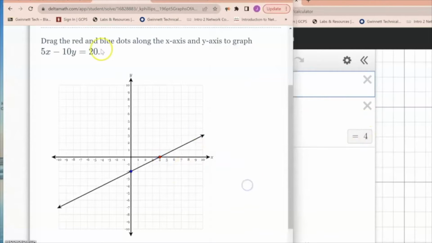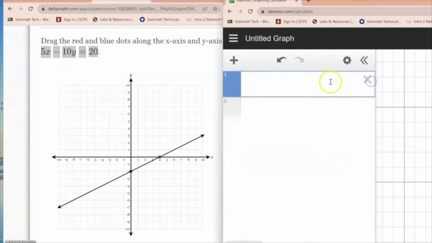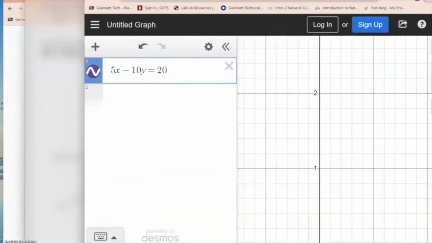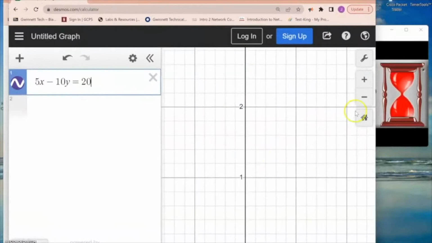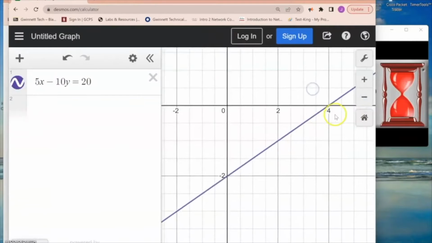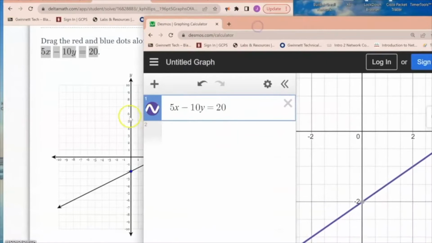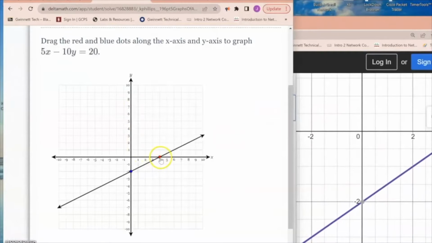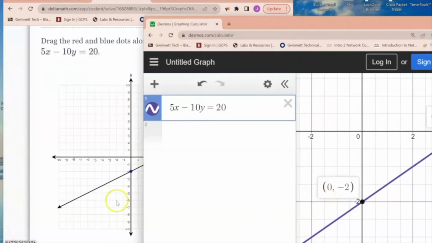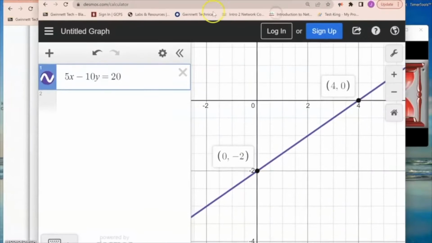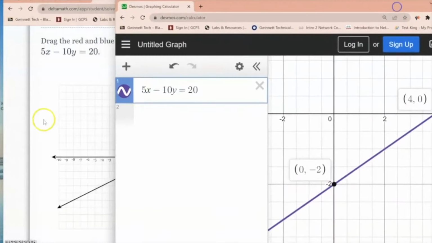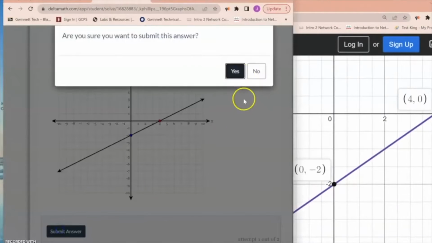All right, to check that, of course, I'm going to check it. Control C. Paste it. Control V. Now I need to see if my line looks like this one, right? Zoom out. There's my line. Find my x-intercept at 4, 0. Is my x-intercept at 4, 0? And then my y-intercept is at 0, -2. Yep. So those lines do match. Okay, find two corners again. All right. Those lines do match. So that one is my answer.